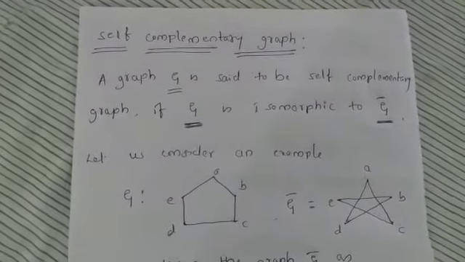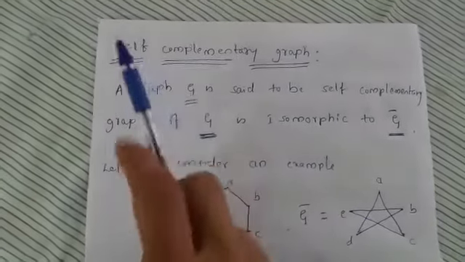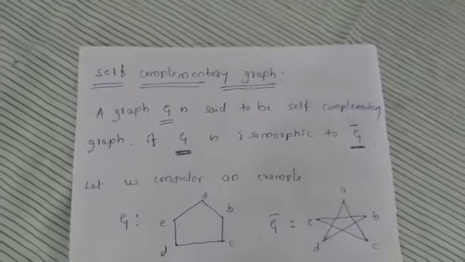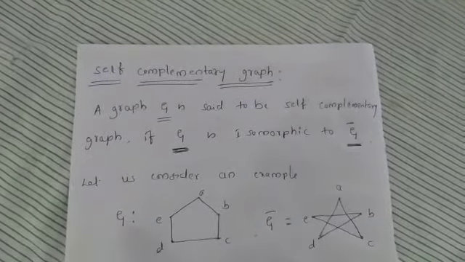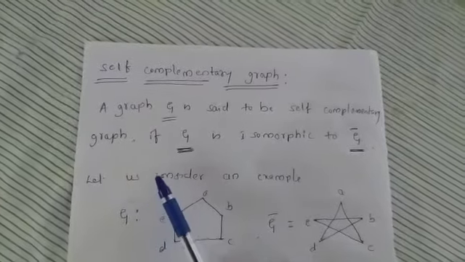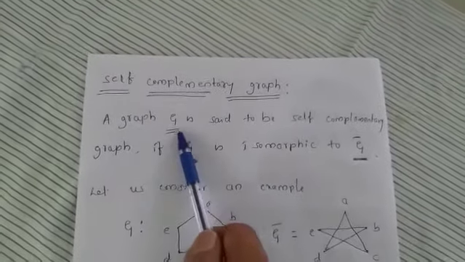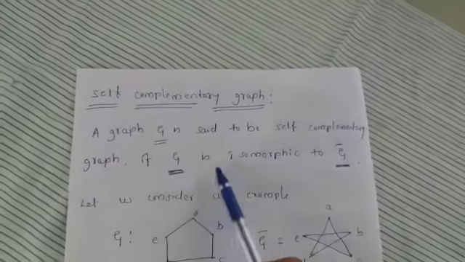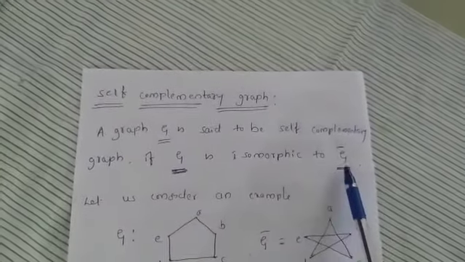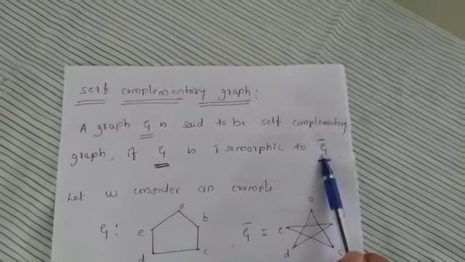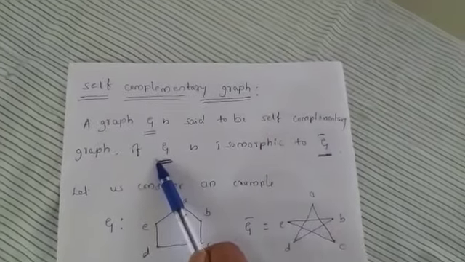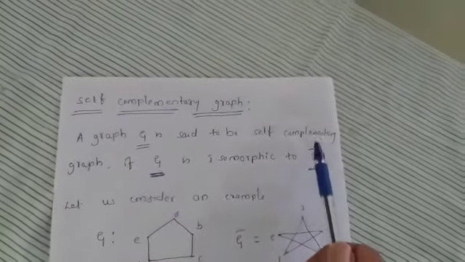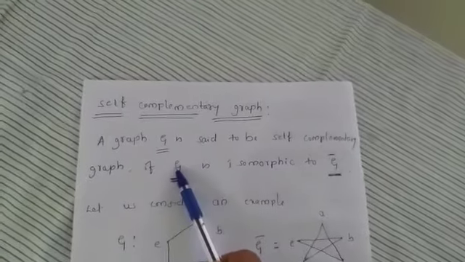Now we'll move to the next concept called self-complementary graph. It is an extension of a complementary graph. So first I will go through the definition of a self-complementary graph. A graph G is said to be self-complementary if G is isomorphic to G bar. Here G bar stands for the complementary graph of graph G. I will repeat it once again. Here G bar stands for the complementary graph of graph G.